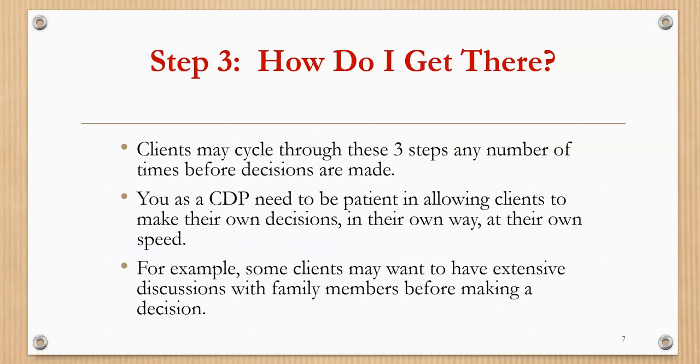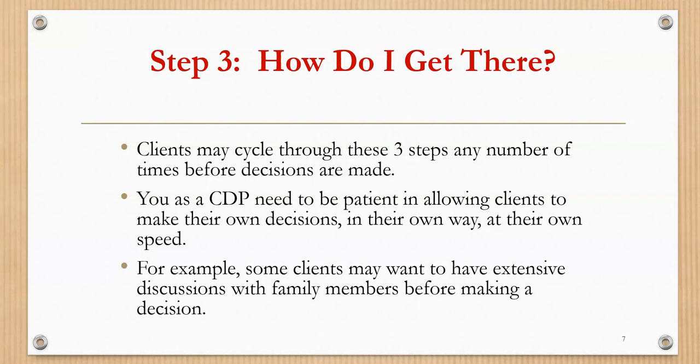So it's important to recognize also that clients may cycle through these steps any number of times before decisions are made. New information can emerge at any point that leads them to backtrack. Maybe they discover that the program that they were considering taking is full, or for whatever reason, they just decide they don't want to pursue it after all, and they might have to backtrack through the model to come up with a different option. So you, as a career development practitioner, need to be patient in allowing clients to make their own decisions in their own way at their own speed.